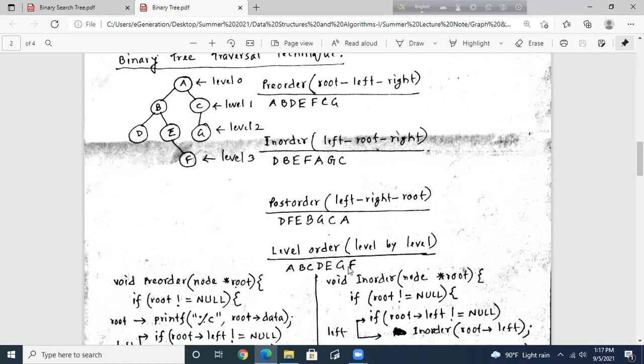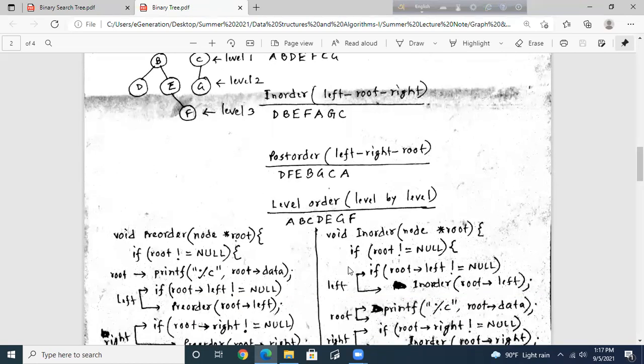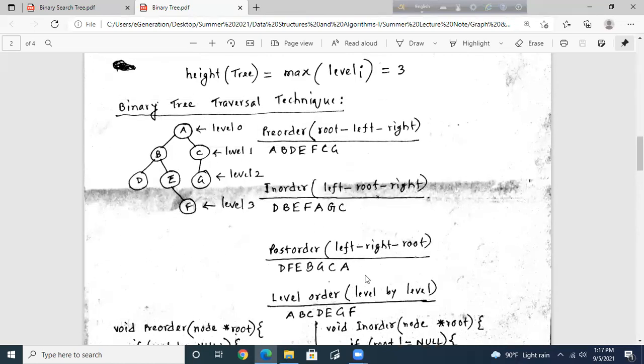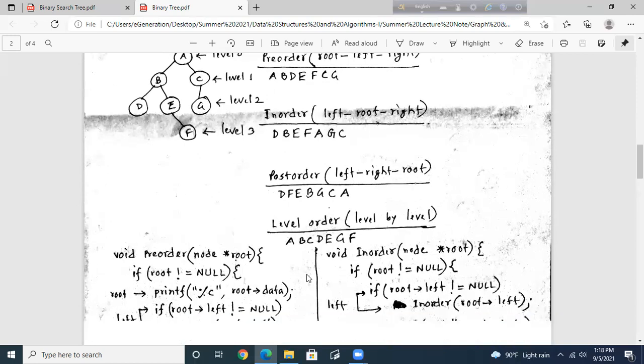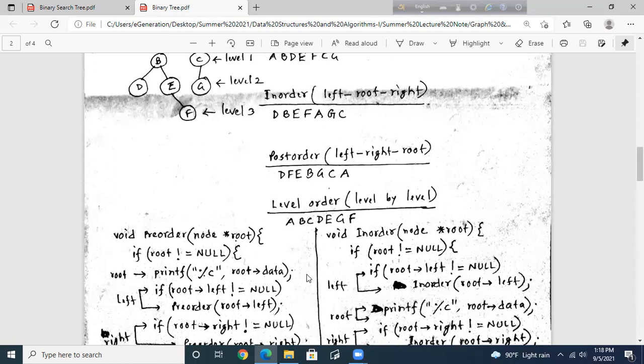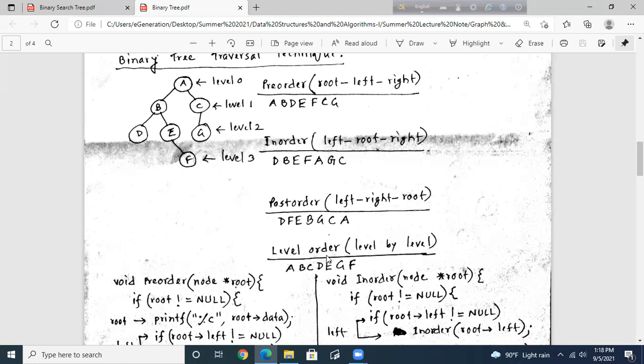Dear students, I hope you have understood the level order. Again, repeating: at level 0, I have A, so I write A. Level 1, I have B, C. Level 2, I have D, E, G. Level 3, I have F. So this is the level order traversal. Dear students, is level order clear or not? I hope it is okay.